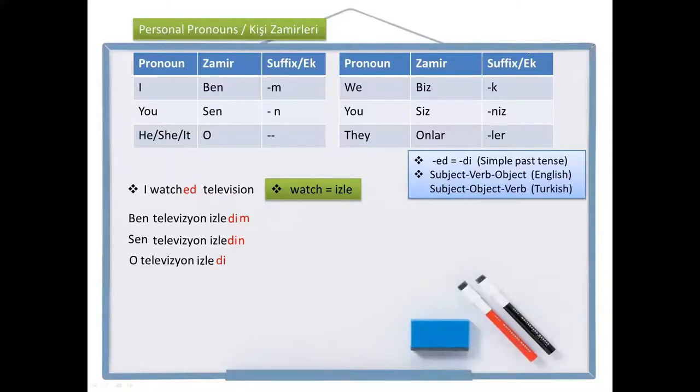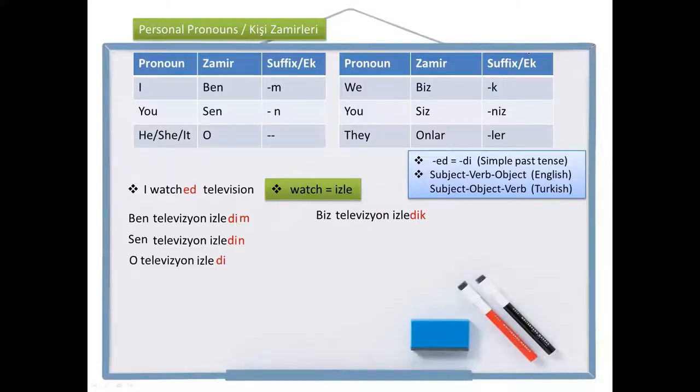Let's try to make some plural ones. Let's say we watch television. How am I going to say we? Biz. Television, televizyon. Watch, izle. Watched, izledi. Okay, I need a personal pronoun suffix in the end, which is, as you see on the chart, k. Biz televizyon izledik.